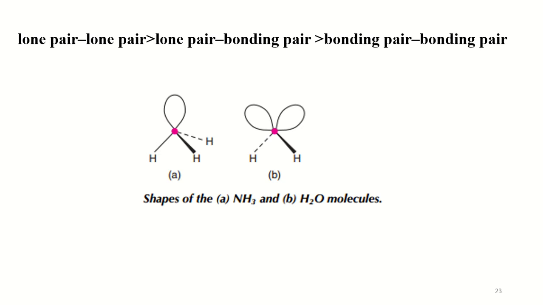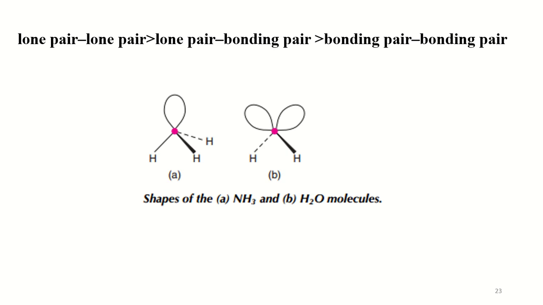The strength of electron pair repulsion is actually in the following sequence. Lone pair-lone pair repulsion is stronger than lone pair-bond pair repulsion, and the least is bond pair-bond pair repulsion. Two familiar examples of distorted shapes of small molecules, NH3 and H2O, are shown in this figure.